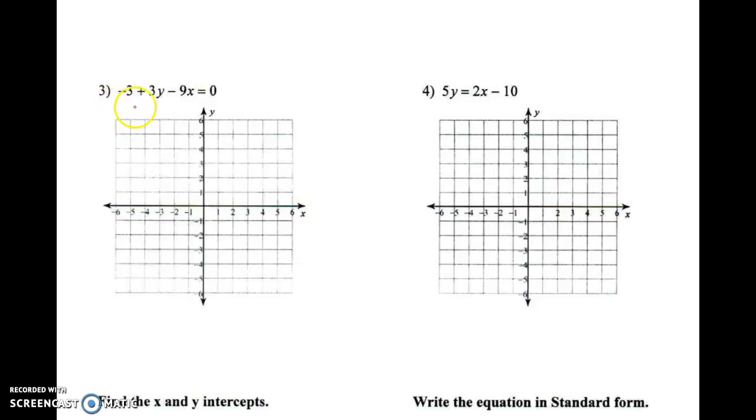Question 3, we need to get it in y equals mx plus b form. So I'm going to move everything but my y over. I'm going to add 3, and I'm going to add the 9x, since the 9x is subtracting. So I'm left with 3y equals 9x plus 3. Now I'm going to divide by 3, and I get y equals 3x plus 1.